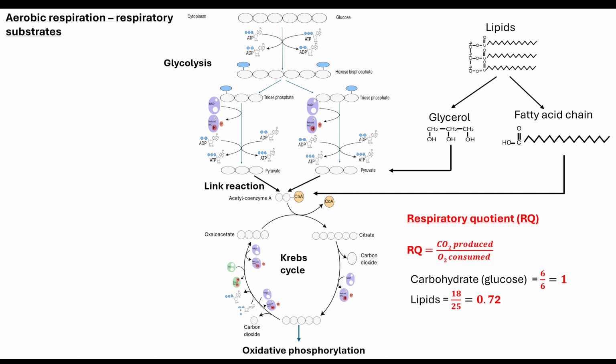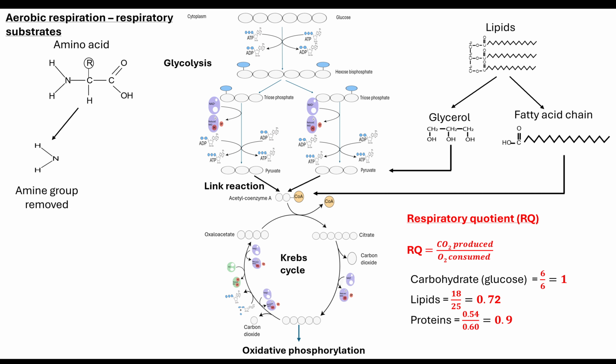Well, if the body has got no other reserves to use, it will then utilize the proteins. Now, the proteins are actually going to give us a respiratory quotient of 0.9. And why is that? Well, we need to look at an amino acid structure and remember that our proteins are hydrolyzed into amino acids, and then our amino acids are deaminated in the liver, the amine group is removed, and that leaves us with the remaining carbon chain.